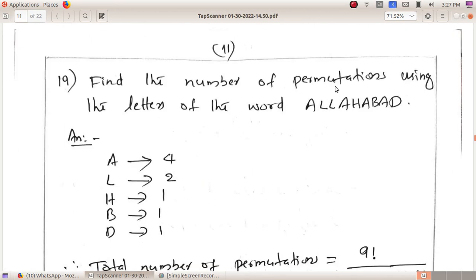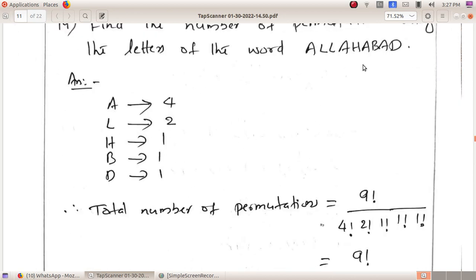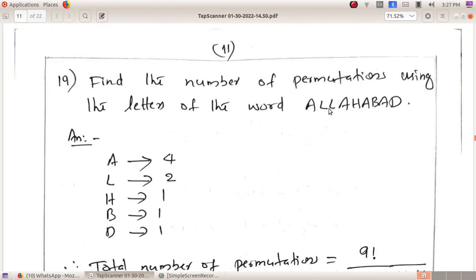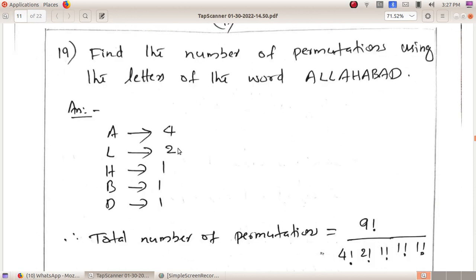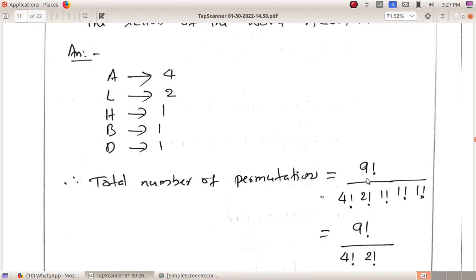For the number of permutations using the letters of the word Allahabad, here A is used 4 times, L is used 2 times, and so on. The total number of arrangements or permutations is, how many elements are here? 1, 2, 3, 4, 5, 6, 7, 8, 9. 9 factorial divided by 4 factorial, 2 factorial, 1 factorial, 1 factorial, 1 factorial. 1 factorial means 1 itself, these all are 1. So 9 factorial divided by 4 factorial into 2 factorial.